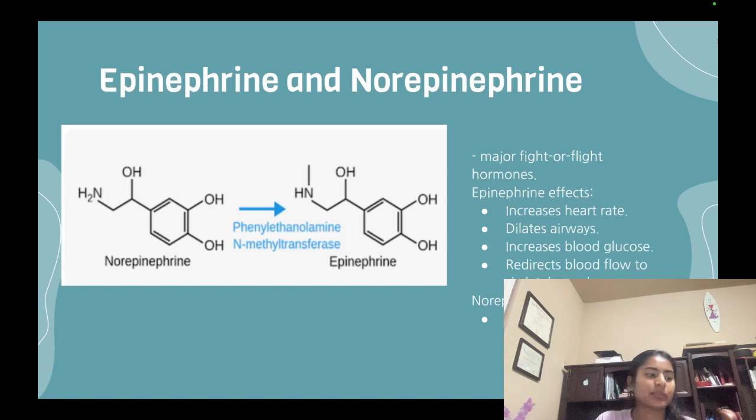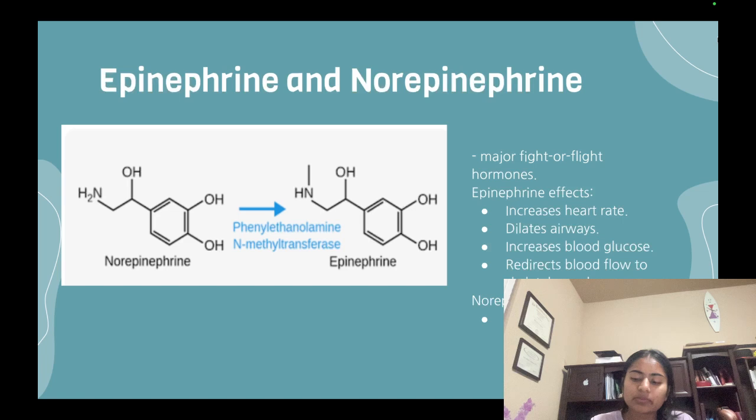Together, epinephrine and norepinephrine work as a team. Epinephrine is more about increasing cardiac output and boosting the energy available, while norepinephrine is more about maintaining blood pressure and directing blood to where it needs to go. Both hormones are essential for survival during stress, emergencies, or even regular strenuous activities such as exercise.